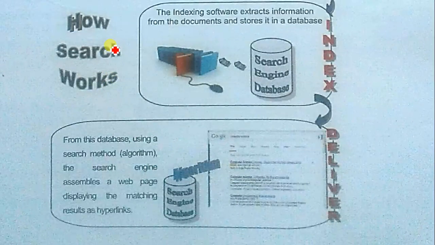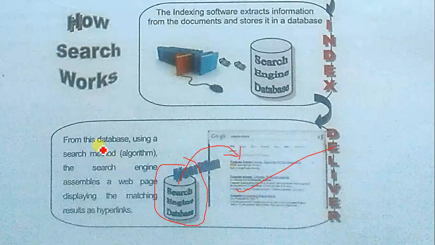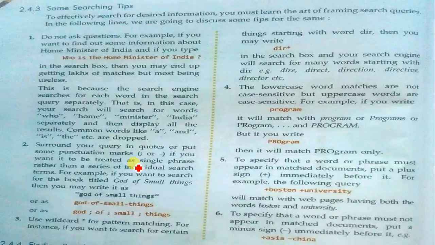Now, how does the search work? The search engine database is created this way: the indexing software extracts information from the documents and stores it in the database, and then the search engine sends the data to us. Here you can see what we typed.